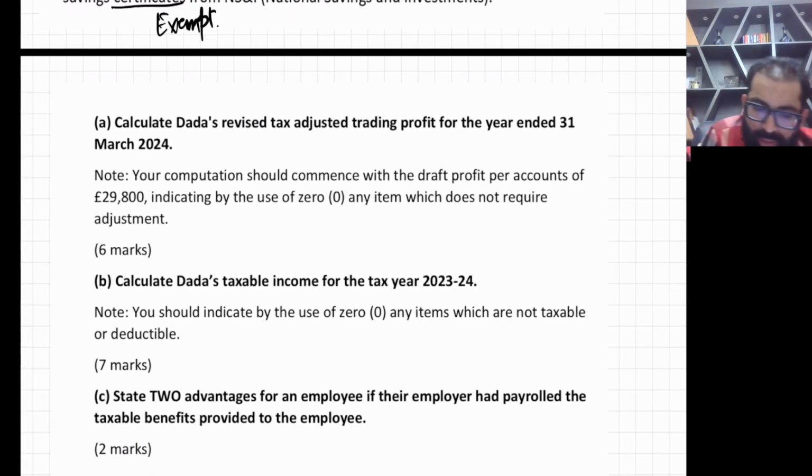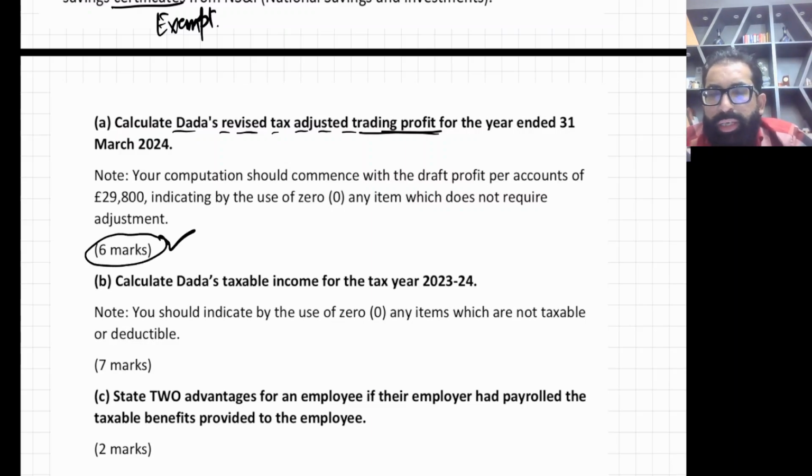Now, simple cash marks. Calculate Dada's revised tax adjusted trading profit. So 6 marks. 6 marks is for trading income, including the capital allowances as well.